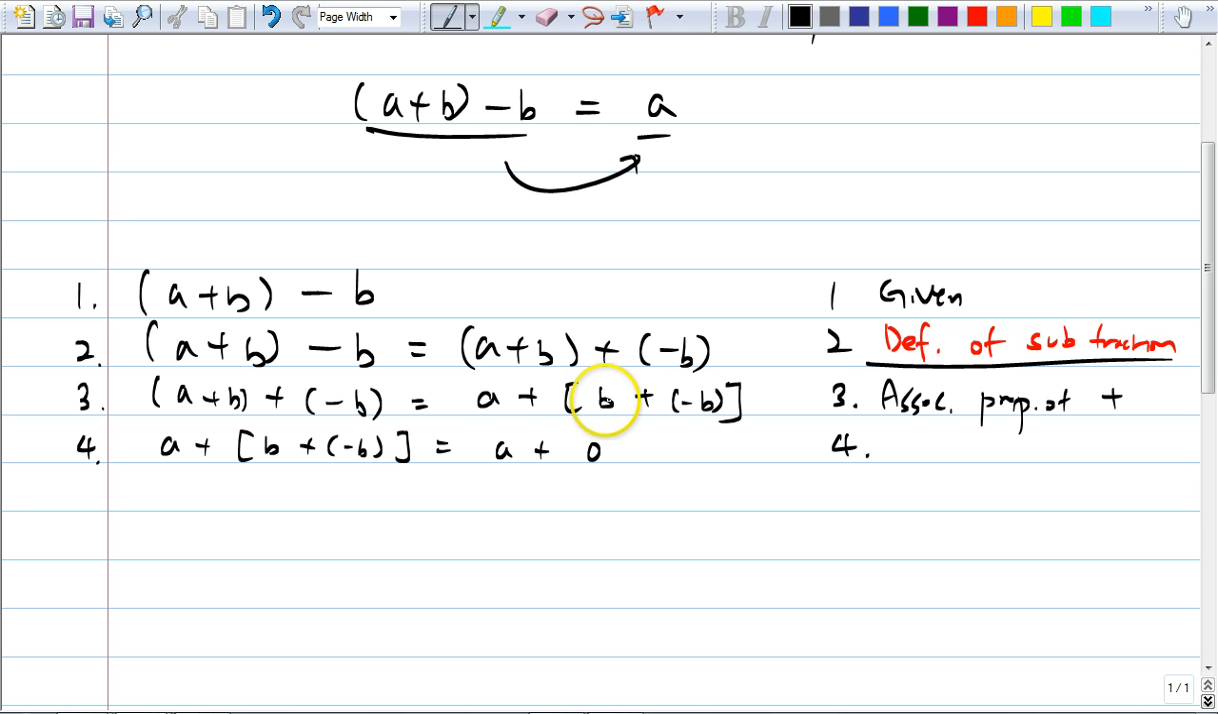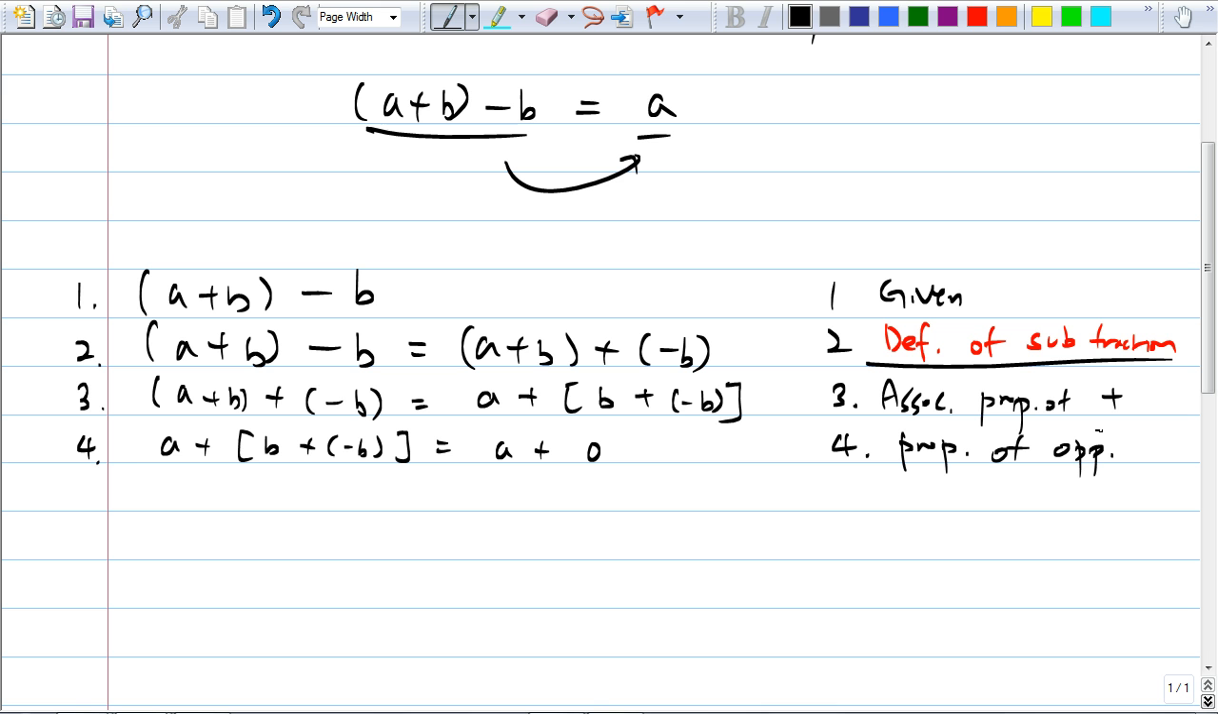For this one, they went from b plus negative b, it became 0. What do we call that? Property of opposite is correct. You guys remember that one? Okay, good. That's why we're doing this. Okay, property of opposite. All right.